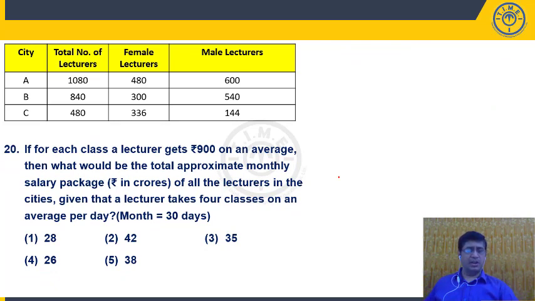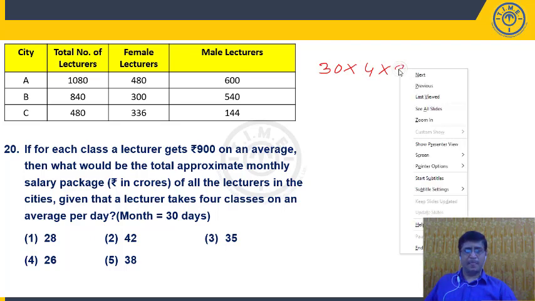If for each class a lecturer gets 900 rupees on average, then what would be the total approximate monthly salary in crores of rupees of all the lecturers in cities, given that the lecturer takes 4 classes on an average per day? The number of days in a month is 30. So 30 days, 4 classes per day. Each class is equal to how much here? Yes, my dear students, how much? 900. You are right.